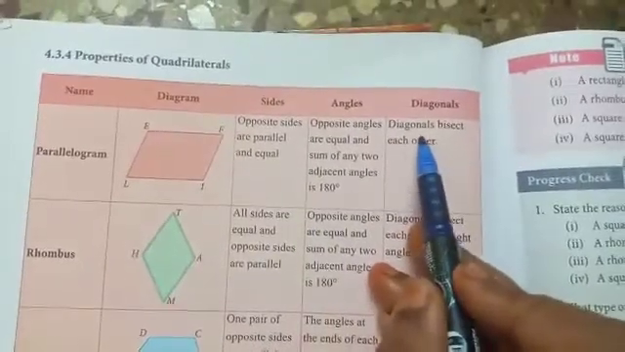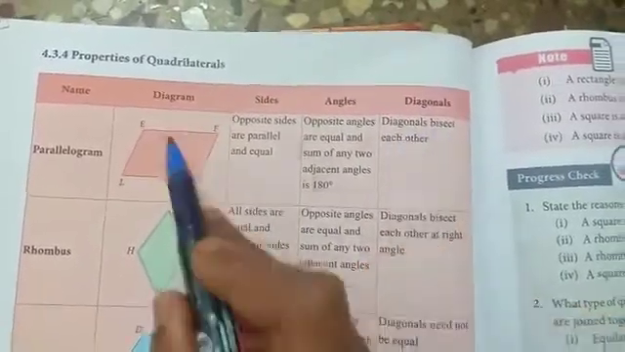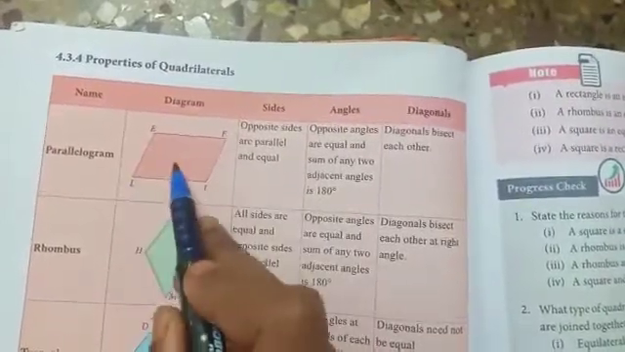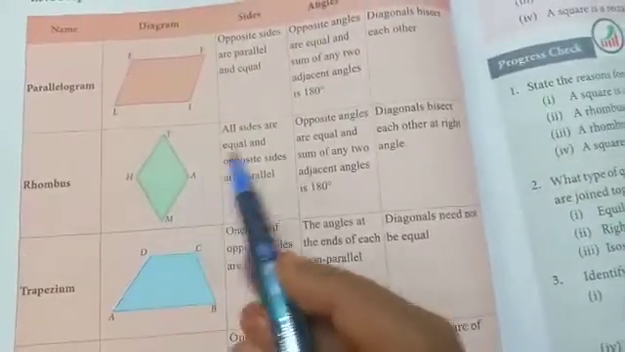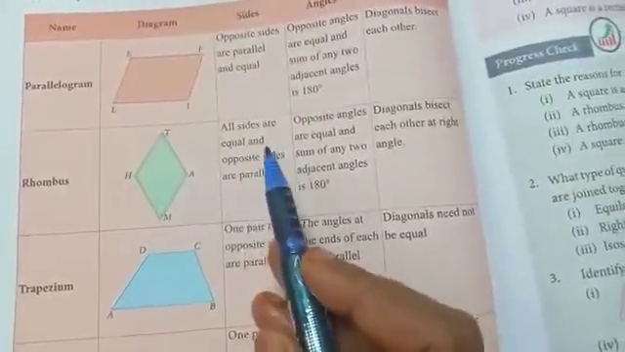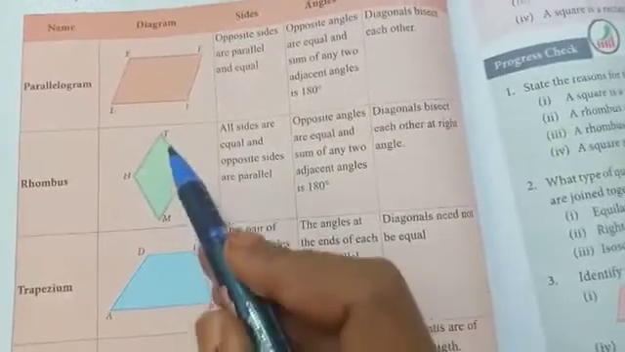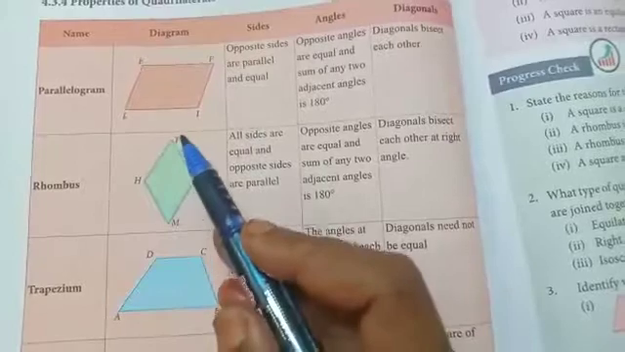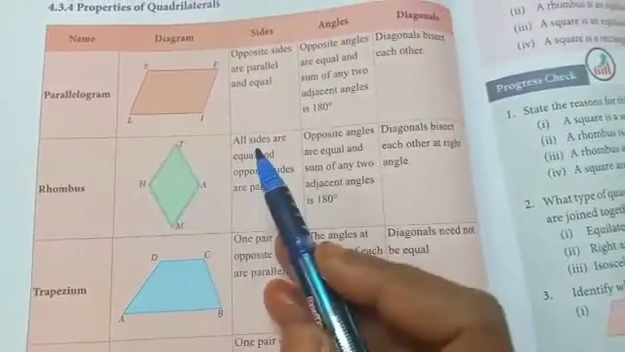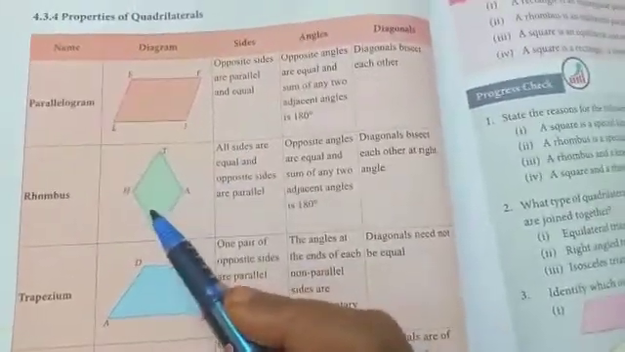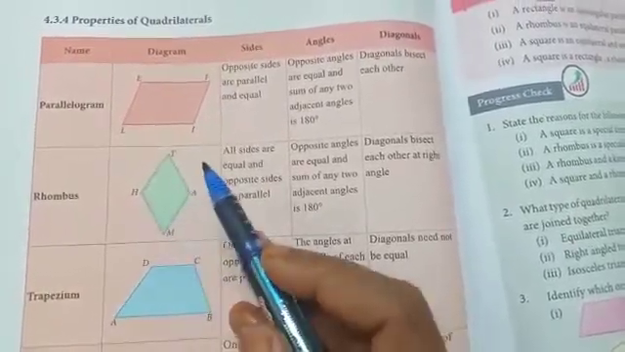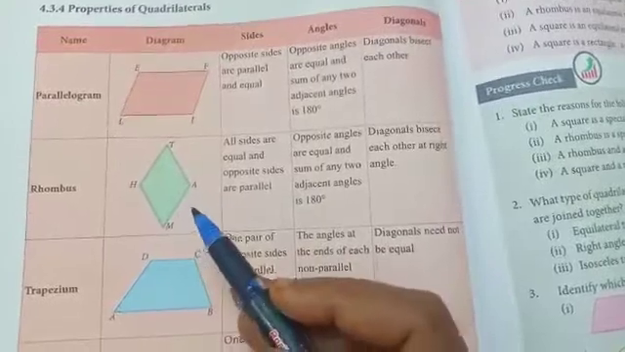Next, diagonals. Diagonals bisect each other. Okay, this is a diagonal. So diagonals bisect each other. Next, rhombus. In a rhombus, all sides are equal and opposite sides are parallel. Here we have 4 sides. In these 4 sides, all the 4 sides are equal and opposite sides are parallel. These are the opposite sides. So these sides are parallel and these sides are parallel.